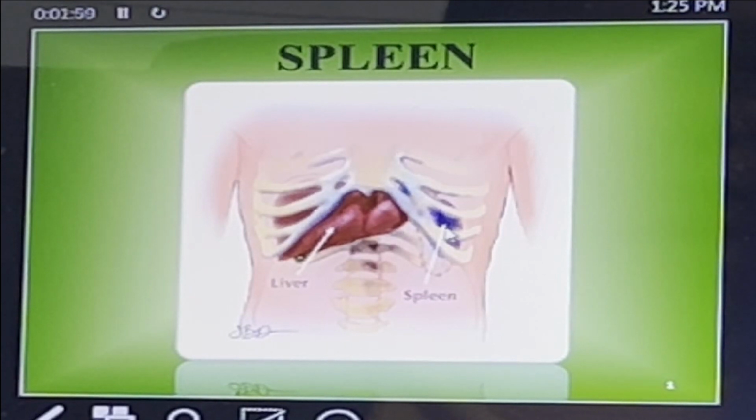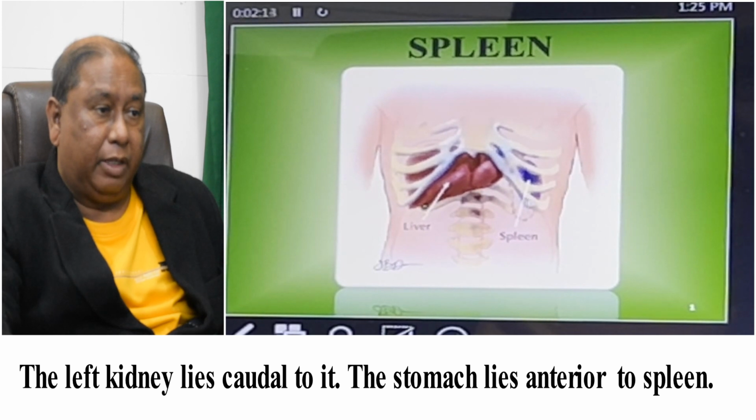The left kidney lies caudal to it. Here the left kidney. See, this is the outlines of the left kidney. And stomach lies anterior to the spleen. Here is the stomach.